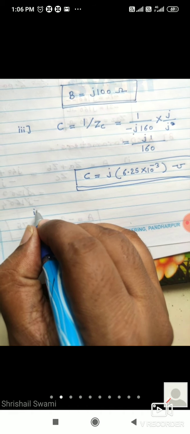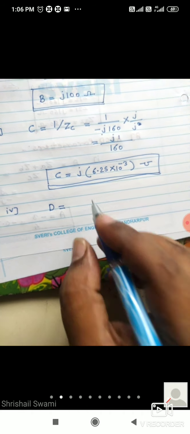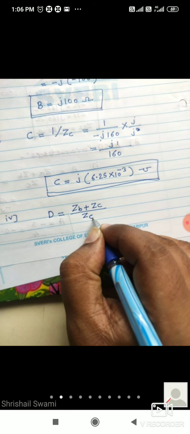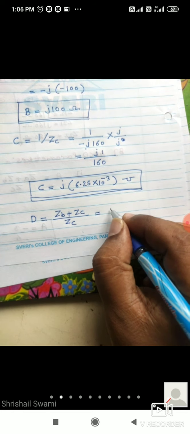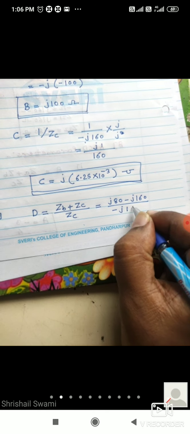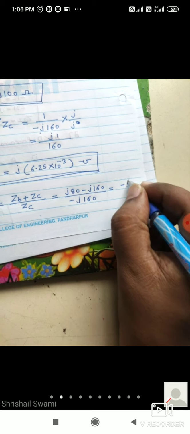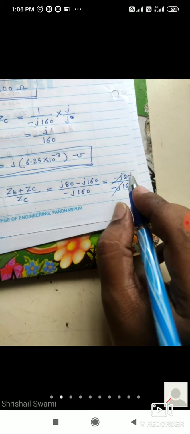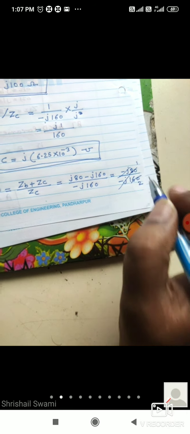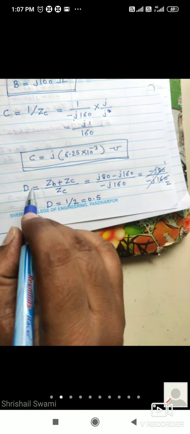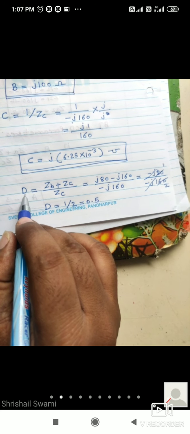Now lastly calculate the D. So D is equal to what? ZB plus ZC divided by ZC. Okay. So ZB is what? J80 minus J160 divided by minus J160. So this will be minus J80 and this will be minus J160. So minus J will get cancelled. 80 and these two, 1 upon 2. D is equal to काय येणार 1 upon 2. So 1 upon 2 means what, 0.5 as it is denoting what, current gain. D म्हणजेच काय असतो current gain. So D is equal to 0.5, no unit.